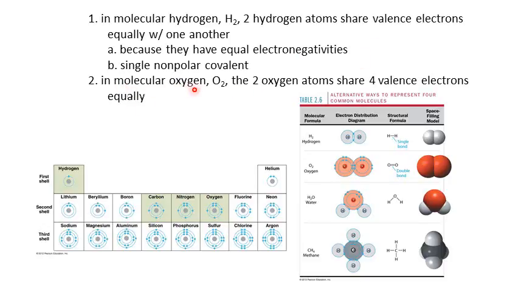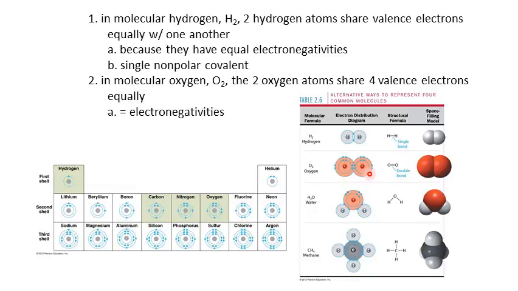Now, in molecular oxygen, the next one we have in our table, remember, each oxygen atom has 2 unpaired electrons. You can see that here: here's one unpaired electron, here's the other. When you have 2 oxygen atoms, they share their 2 electrons with the other oxygen atom. So you actually have 4 electrons spending time between the 2 nuclei of the 2 atoms. But the electronegativities of the oxygen atoms are equal, so they will share those electrons equally.